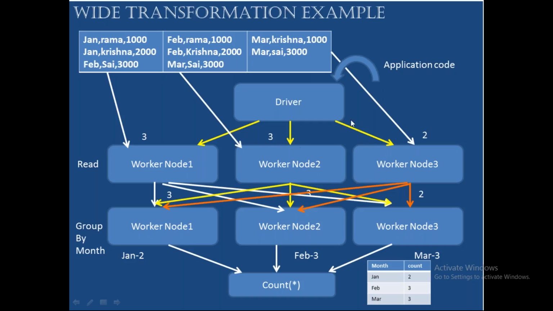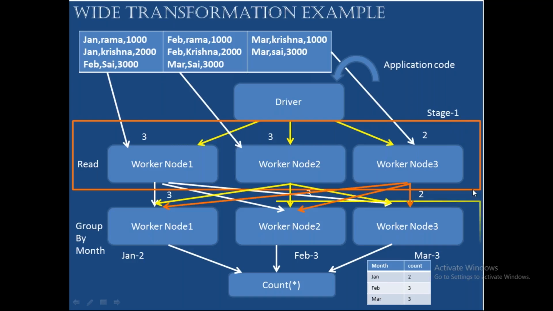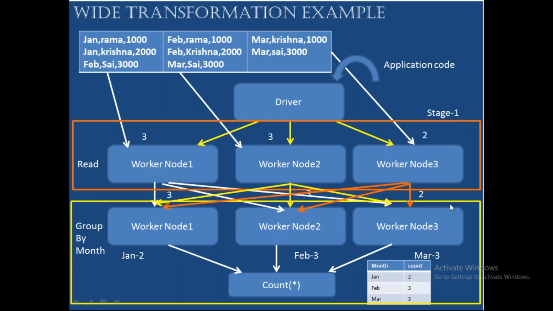This is a wide transformation. In a wide transformation, what will happen? Till here, this is stage 1. So this is called stage 2. This other part is called stage 2. This will be stage 2, friends.